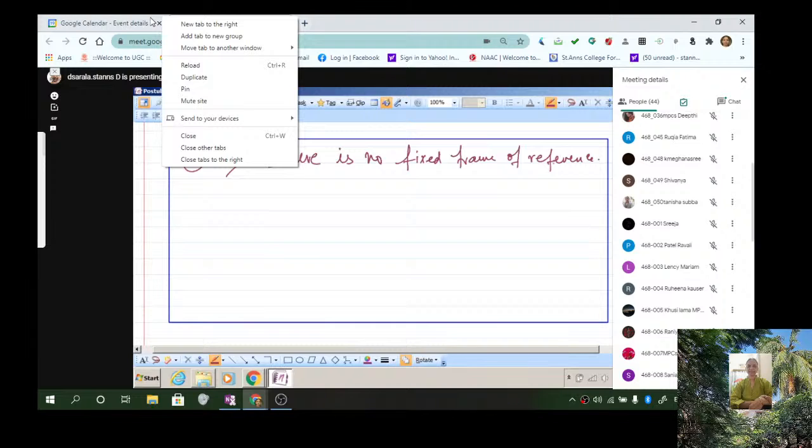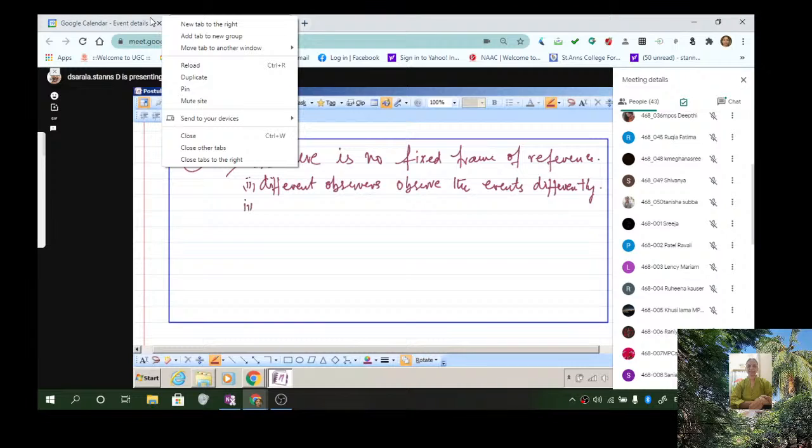And different observers observe the events differently. We have already seen this case, isn't it? So this is the first point. This is the second point.